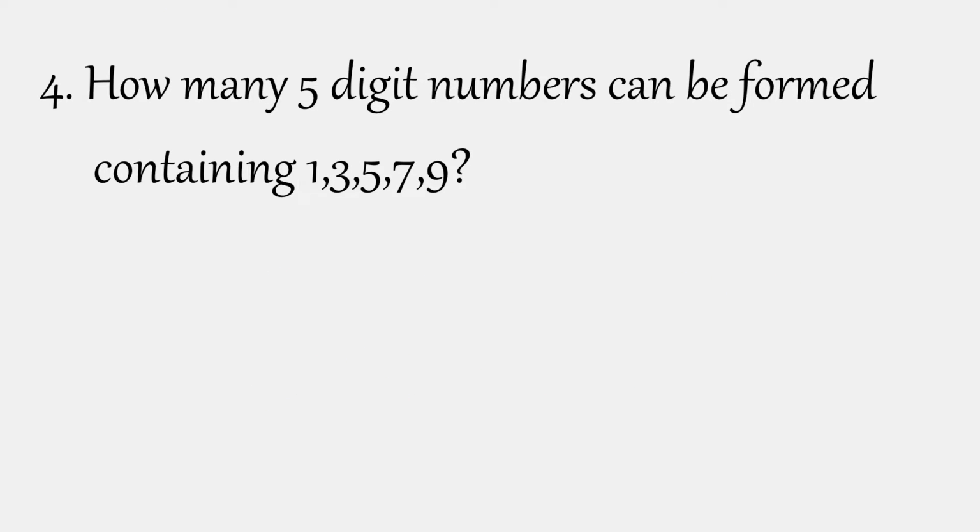Next one: how many 5-digit numbers can be formed containing 1, 3, 5, 7, 9? So I have 5 digits. For the first digit, how many numbers do I have the freedom of writing? 5 numbers. Now coming to the second digit, it can contain 1, 3, 5, 7, 9, so 5. And here again 5, here again 5.